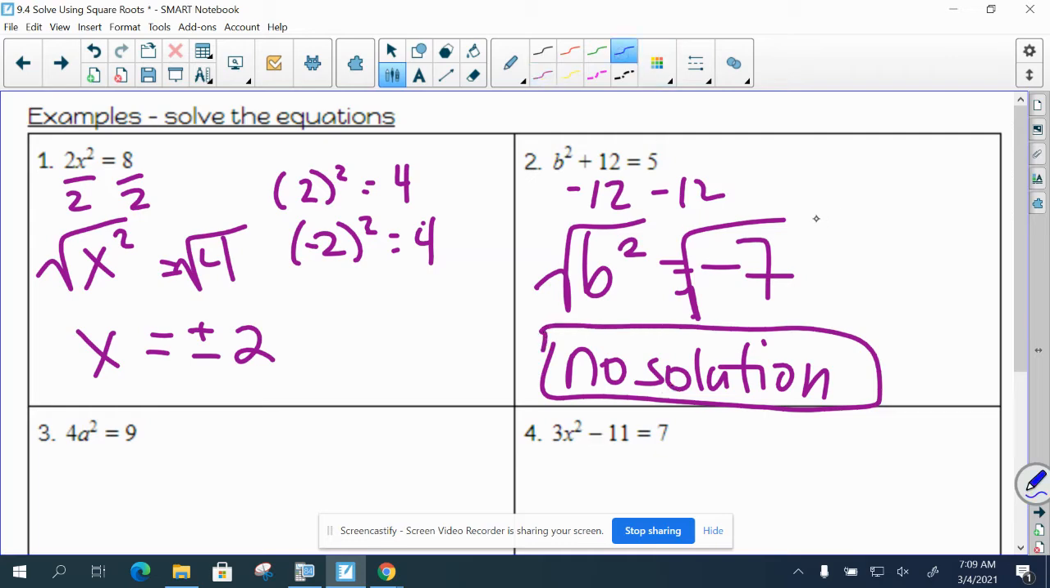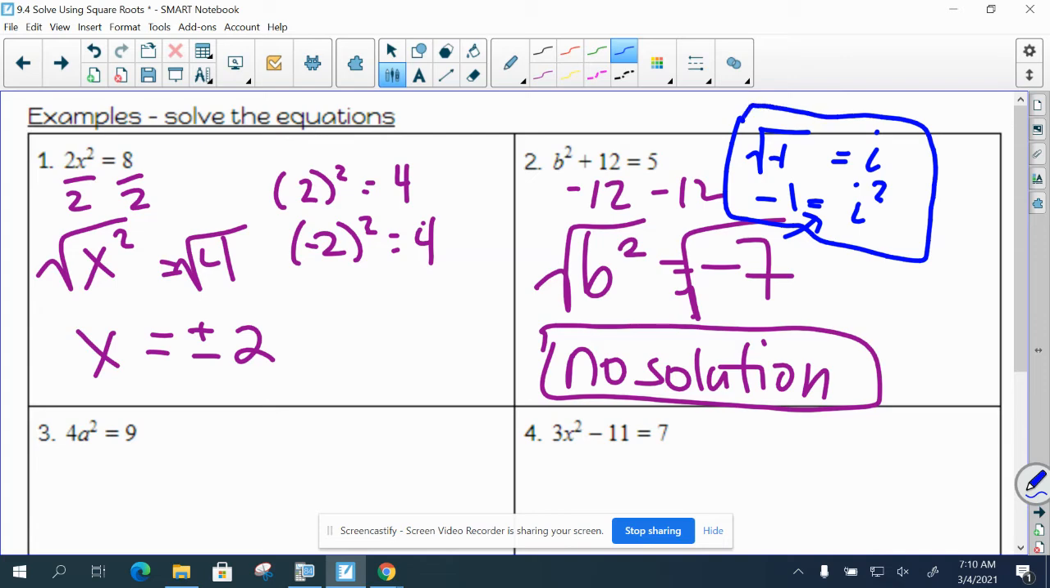There's also one little thing that you might be interested in: even though this has no real solution, it does have an imaginary solution. A little tidbit, you don't need to know this for a test, but the square root of negative 1 is called the imaginary number i. And if you square i, you get negative 1, because if you square this, the square root just cancels out and you're left with negative 1. So that could appear on a bonus question, like writing the negative number.